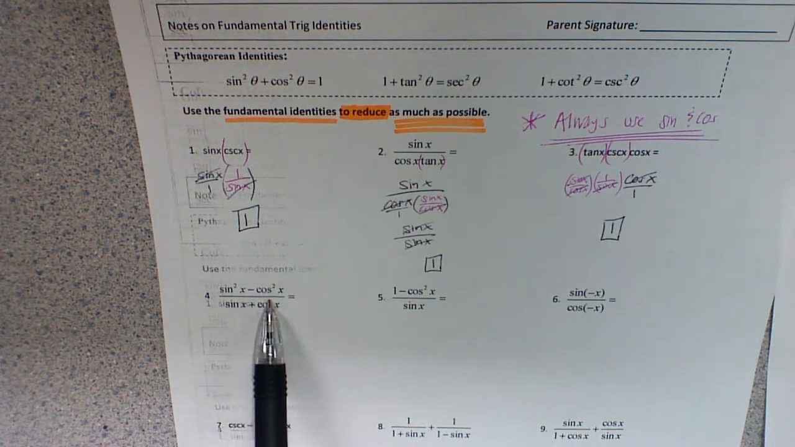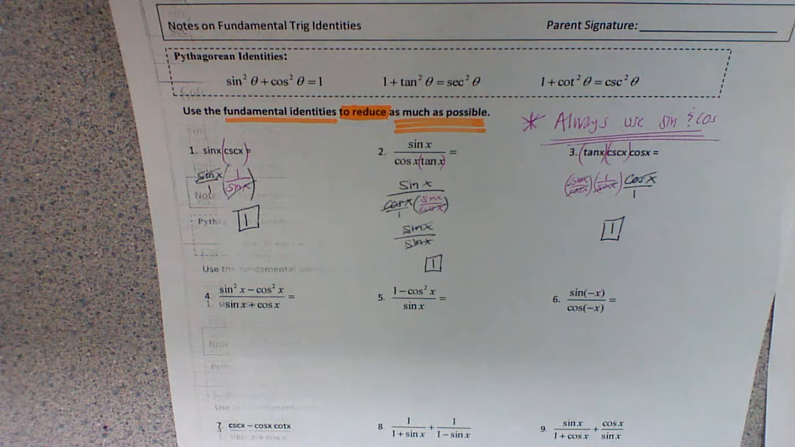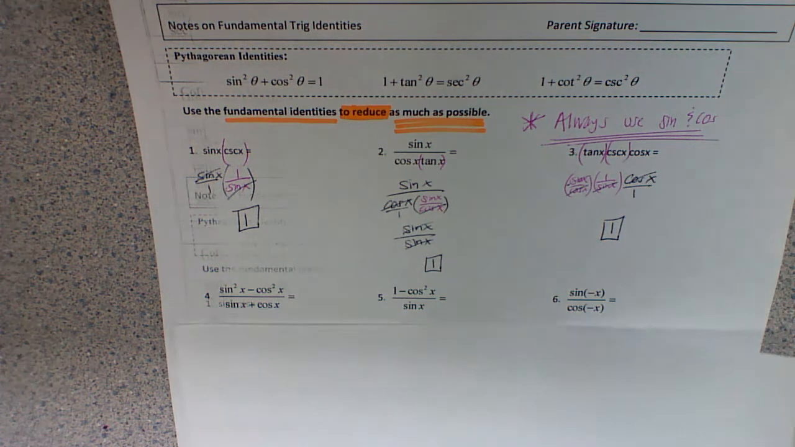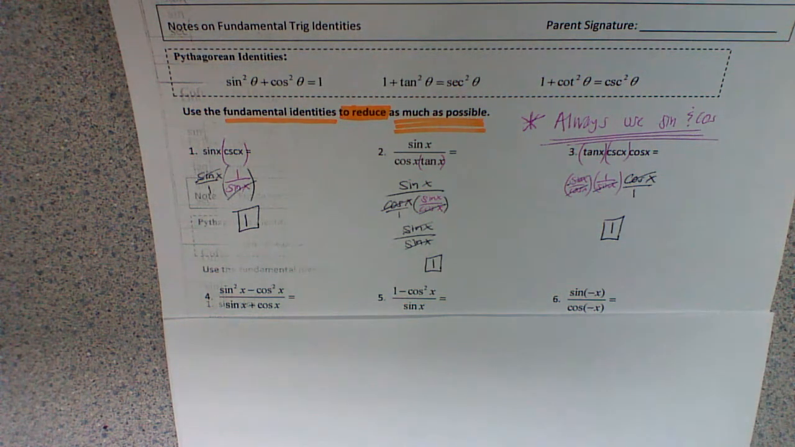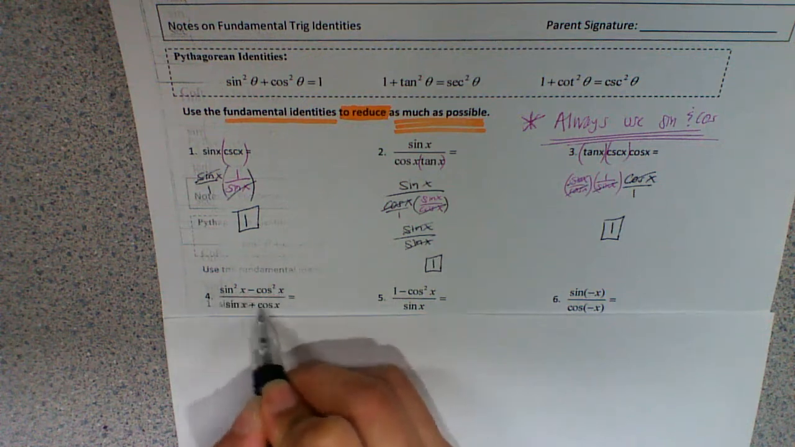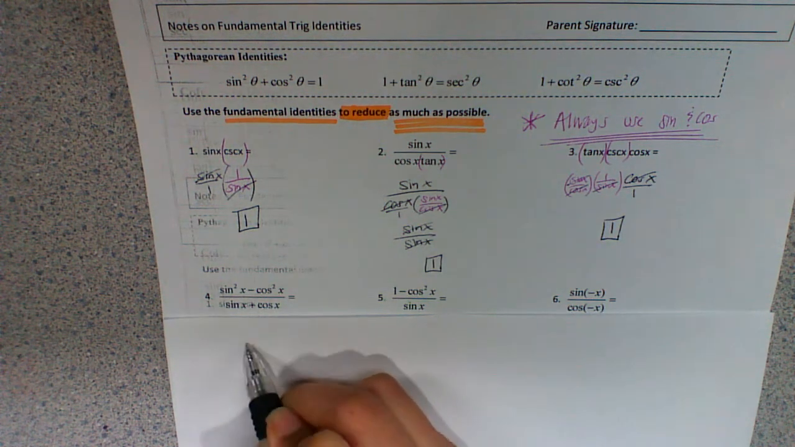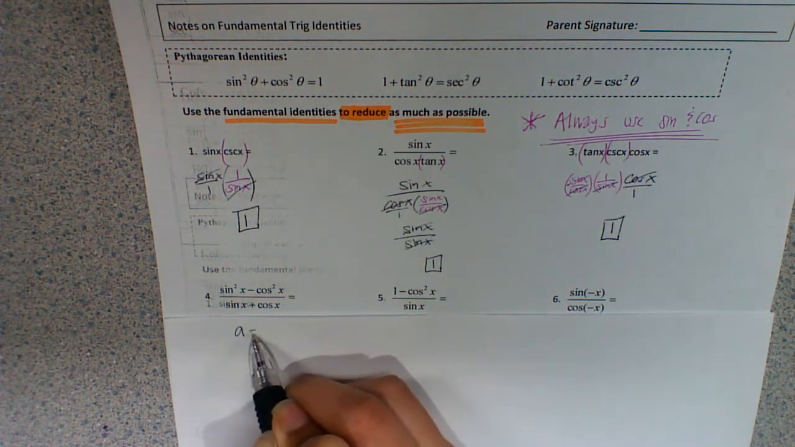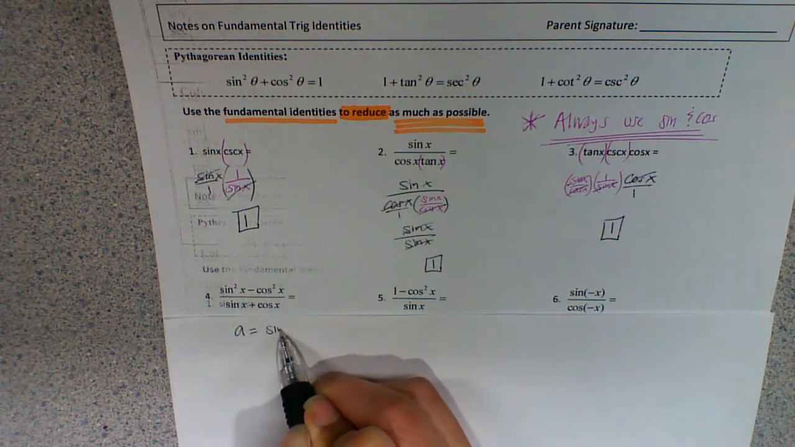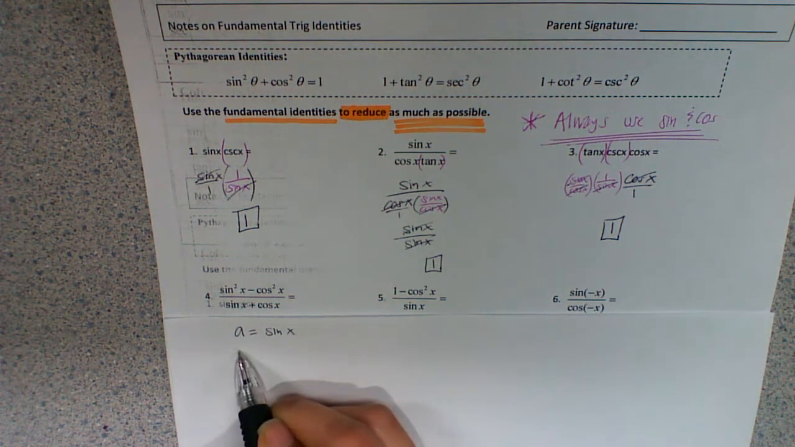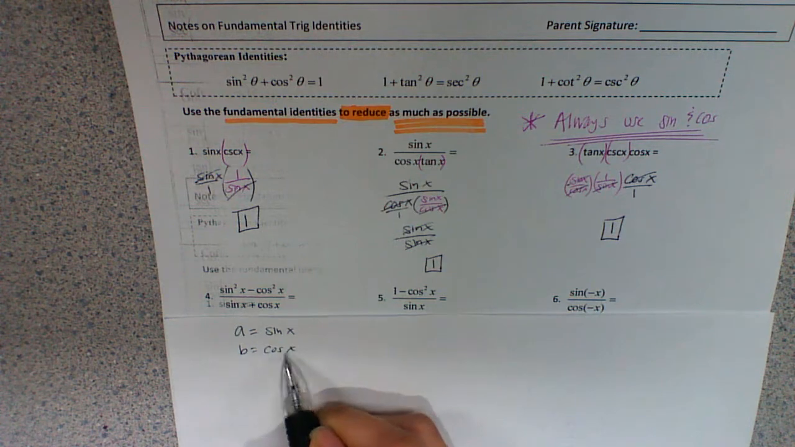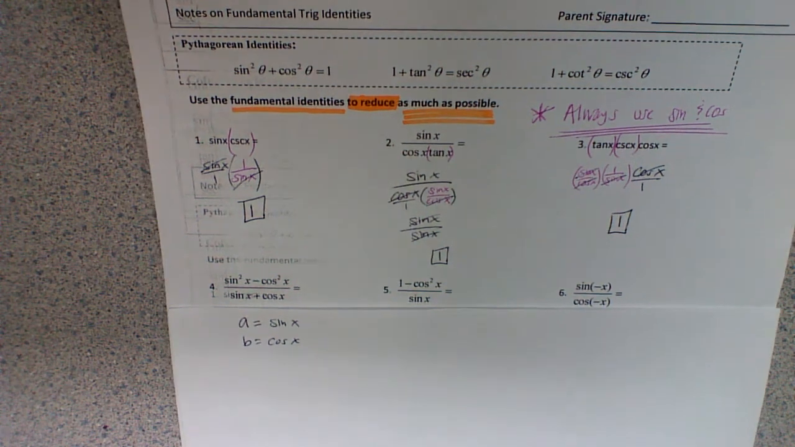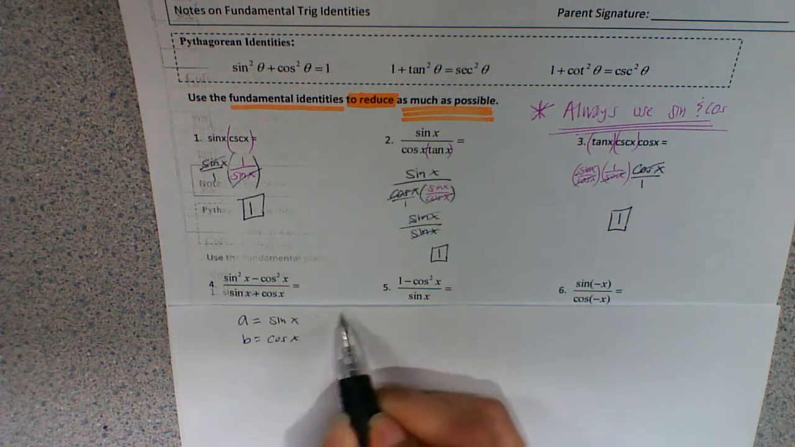So on number 4, if I try to rewrite that a simpler way, what I'm going to do is treat sine as A for now, just to make it a little bit easier. And I'm going to call cos B, just for right now, because I know things get confusing when you see sine squared and cos squared and things like that. So let's just simplify it.